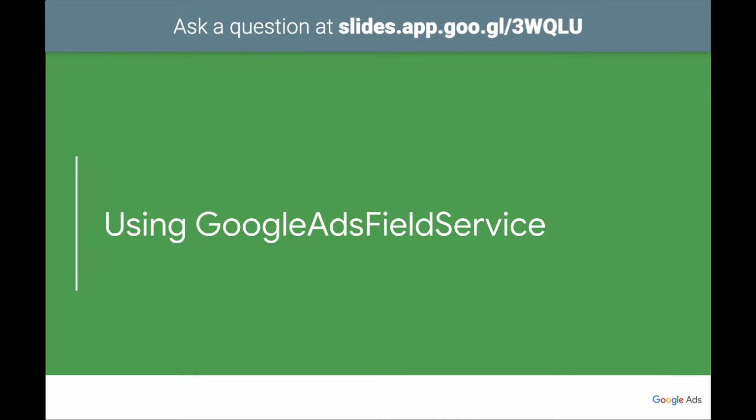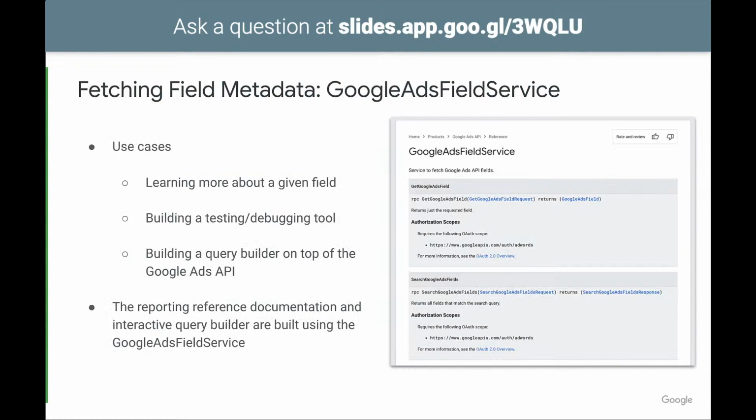Next, we have something called the Google Ads Field Service. And this can be really useful for fetching field metadata. And some use cases for using the Google Ads Field Service: one, of course, learning more about a given field, what fields are available on a resource. If you're building a testing and debugging tool, that can be really useful. If you're building a query builder on top of the Google Ads API, that could be a good use case for the Google Ads Field Service.